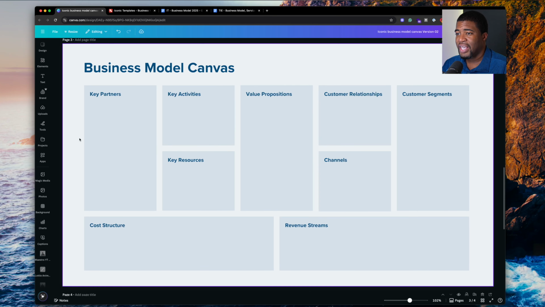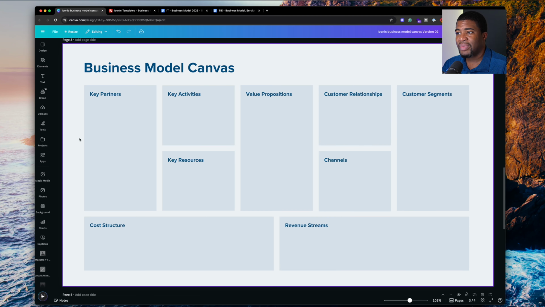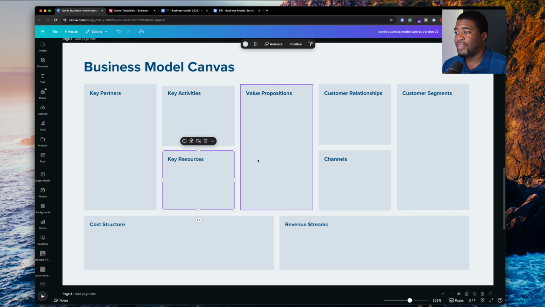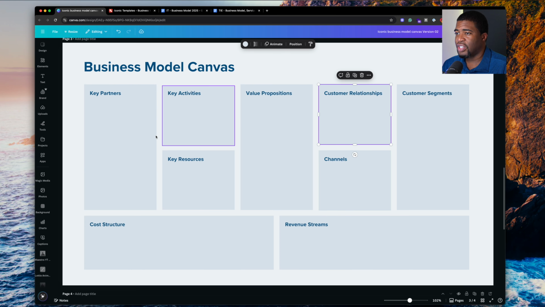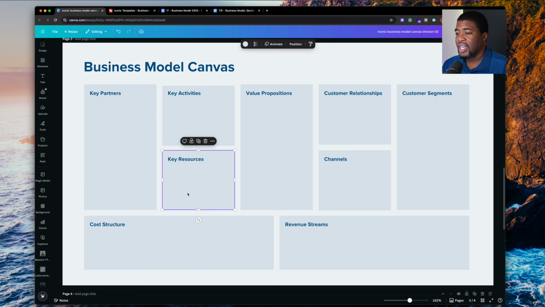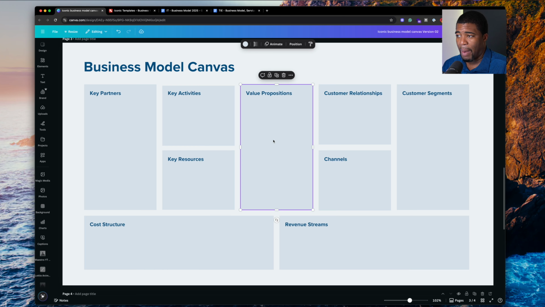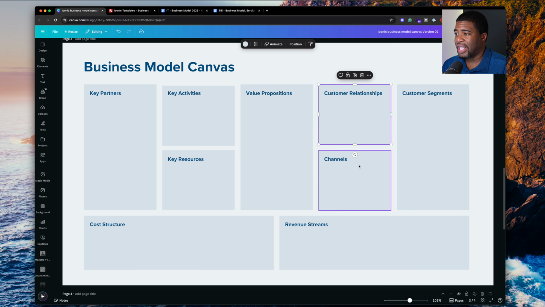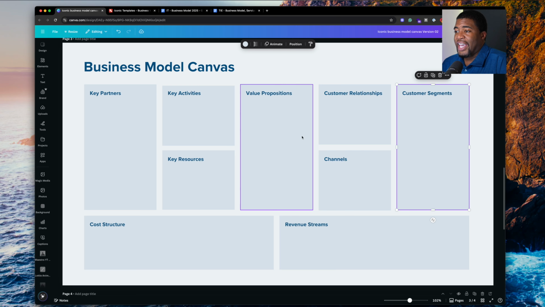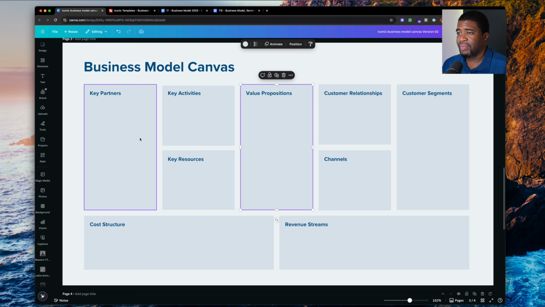So let's go back here. Isn't this interesting that we have these different sections of our business? And that's what these are. Each one of these areas is a section of your business. And so we have key partners, key activities, the key resources. Then we have your cost structure and your revenue streams. We have your value proposition. We have your customer relationships, your channels, and your customer segments. And I always think of these as the rooms of my home.